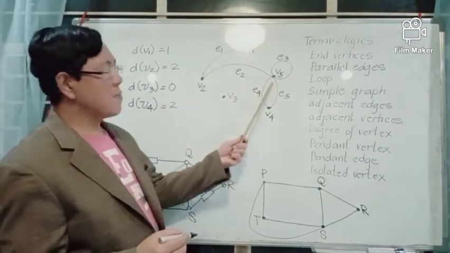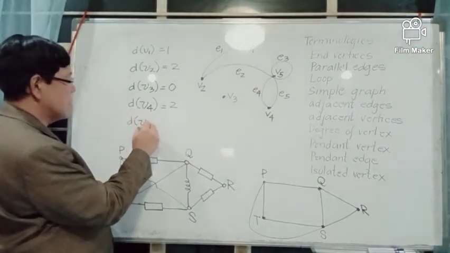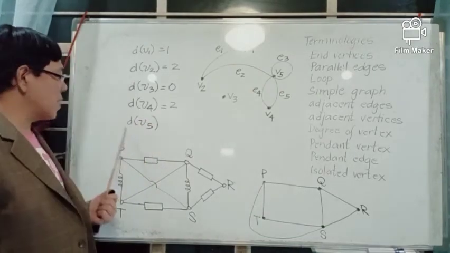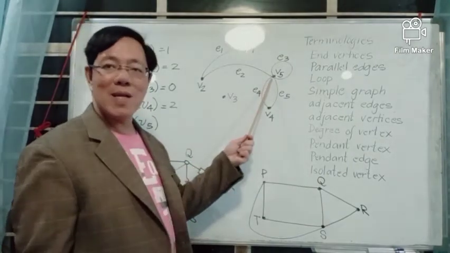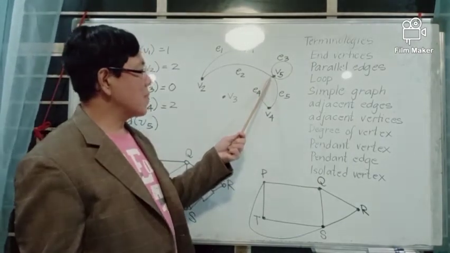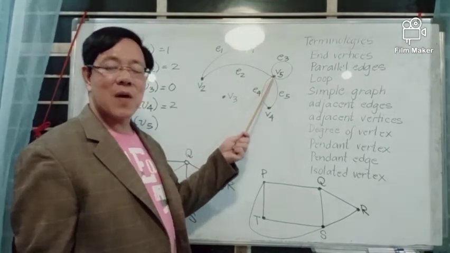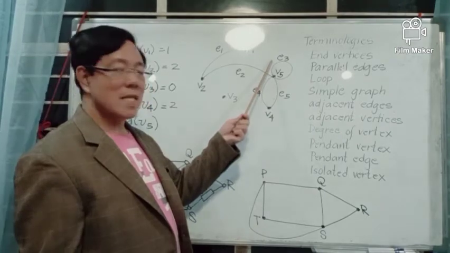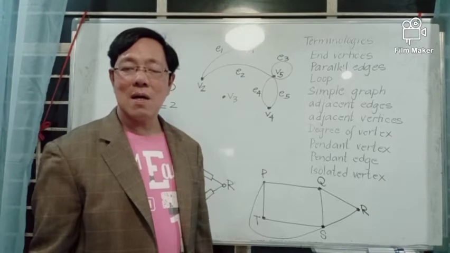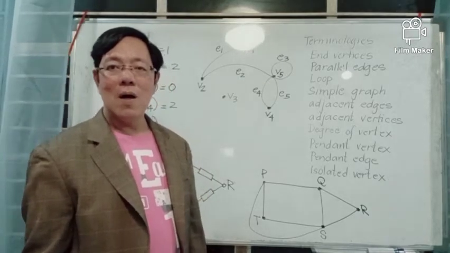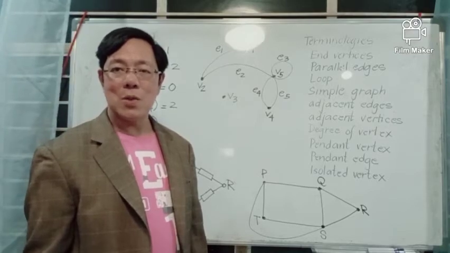And finally, the vertex B5. The degree of vertex B5 is denoted by D of B5. And you can see from this graph that we have a loop at vertex B5. That is edge E3 that connects the vertex B5 to itself. Edge E3 is what we call a loop. Now, in finding the degree of a loop, by convention, the degree of a loop is 2.